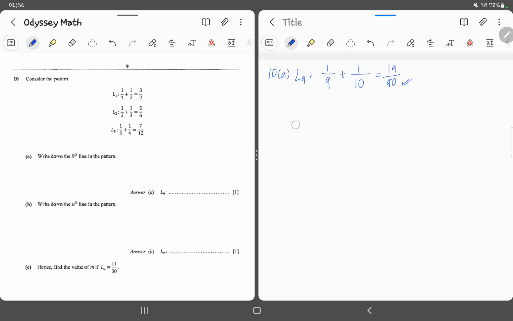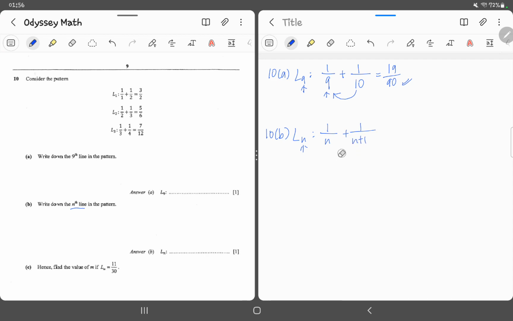And based on this pattern, 10b is asking for a general line, nth line. So Ln, okay? So you can see 9, then we have a 9 here. So Ln will be 1 over n. And you can see that this is 1 greater than 9. So it will be 1 over 1 greater than n, which is n plus 1.